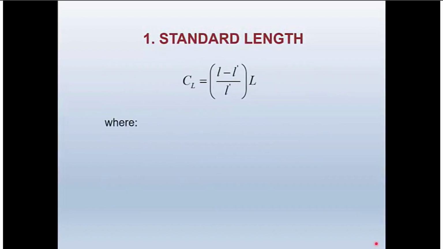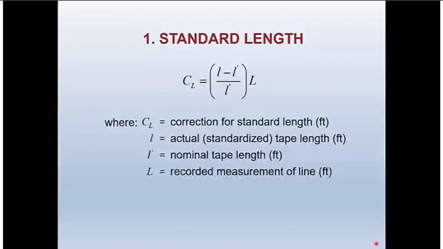Standard length is our first correction. We can see that standard length is a function of 3 parameters. L is the standardized or calibrated length of the tape. L prime is just the nominal tape length. And L is the recorded measurement of the line in the field.